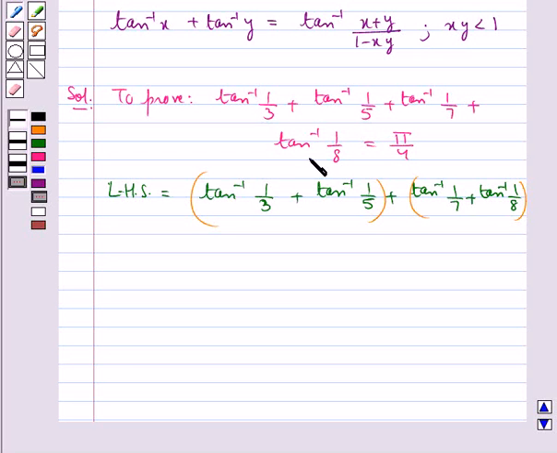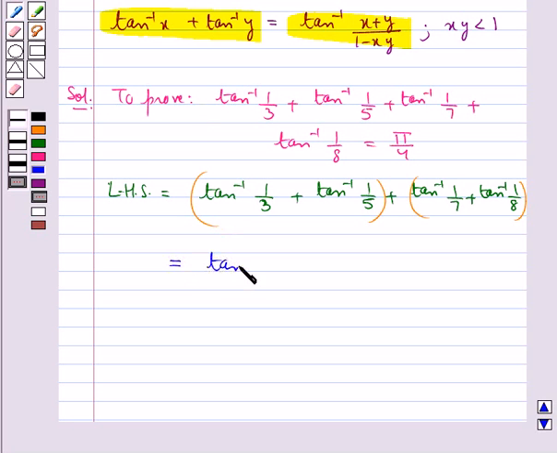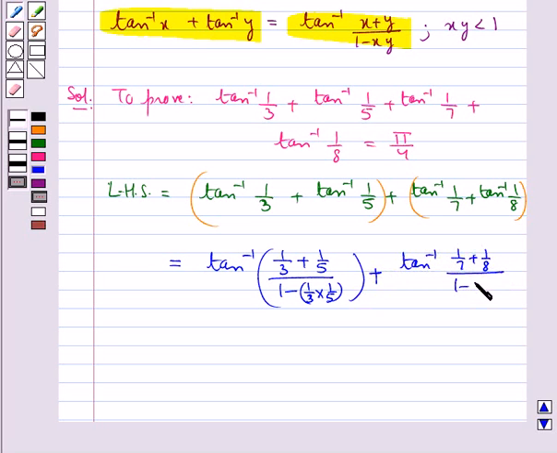Now we can apply the formula that we had written in the key idea of tan inverse x plus tan inverse y in the first bracket and in the second bracket also. So on applying this formula, this would be equal to tan inverse x plus y, that is 1 upon 3 plus 1 upon 5, upon 1 minus 1 upon 3 into 1 upon 5, plus tan inverse 1 upon 7 plus 1 upon 8, upon 1 minus 1 upon 7 into 1 upon 8.